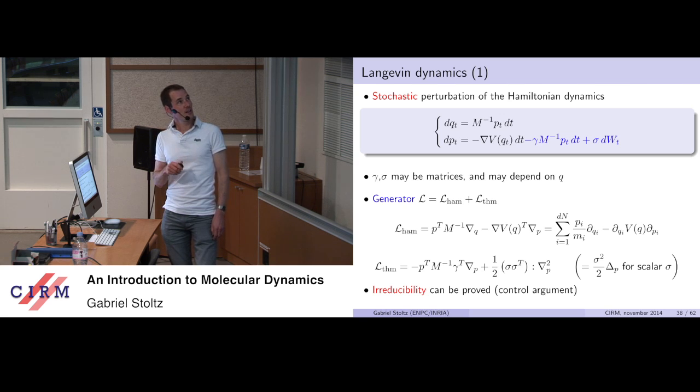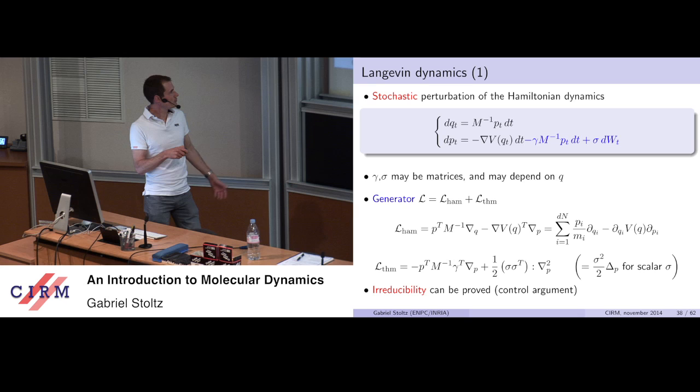The generator for this dynamics is the sum of two terms. First, there is a Hamiltonian part, which is here. So it's a transport part, a first-order differential operator, which is given by this expression. And then there is a fluctuation dissipation term, which I call a thermalization part, which is given by this expression. And maybe think about a scalar sigma, and then in this case, this second term is simply sigma squared divided by 2 Laplacian in p.